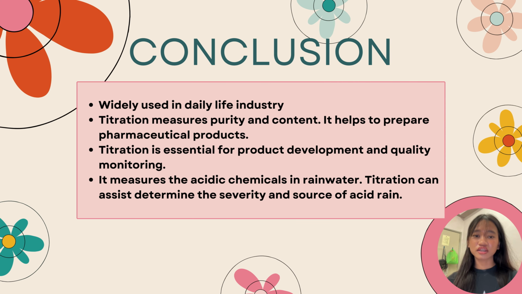To conclude, titration is widely used in our daily life and industry. It is especially used in the medical field. Titration measures purity and content. It helps to prepare pharmaceutical products. And titration is also essential for product development and quality monitoring. It is used in acid rain titration to measure the acidic chemicals in rainwater. Titration can assist to determine the severity and source of acid rain.